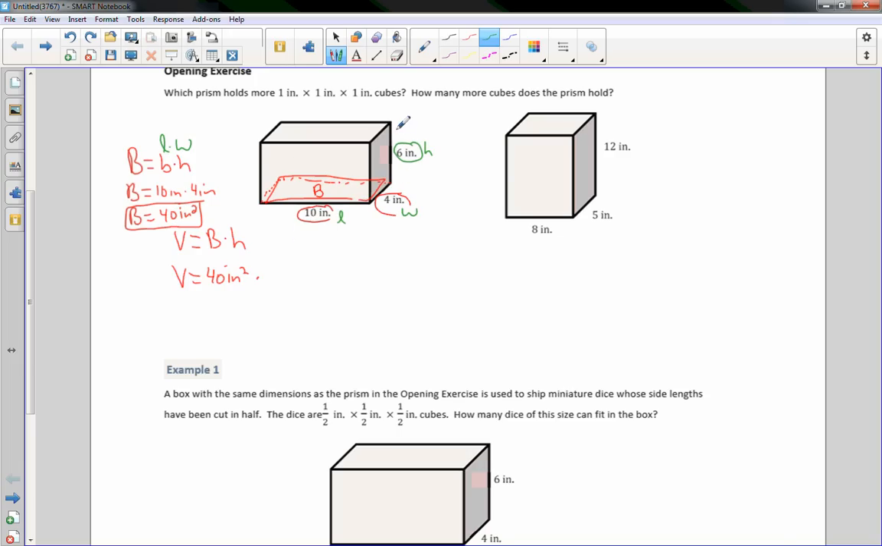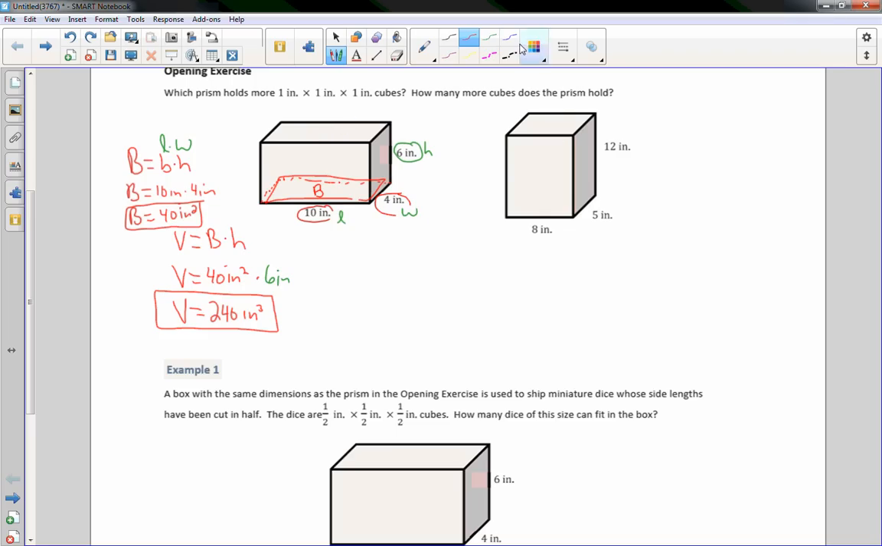And then if I take the area of the bottom, 10 by 4 is 40 inches squared, and then multiply by the height, 6 inches, then I get my answer to be the volume equals 6 times 40 is 240. Inches squared times inches is inches cubed. Which means there would be 240 1 by 1 by 1 cubes that would fit in this prism.